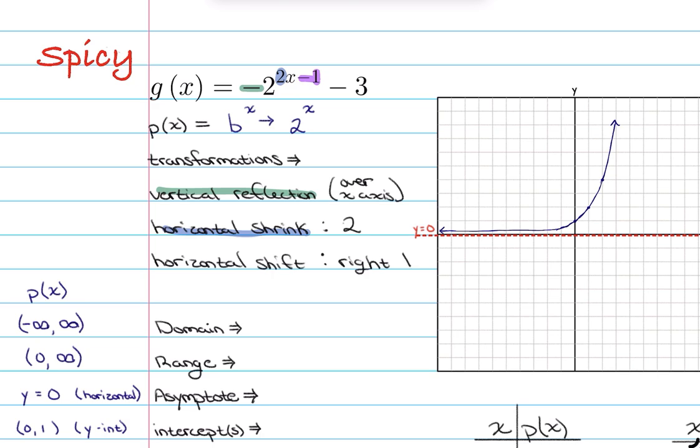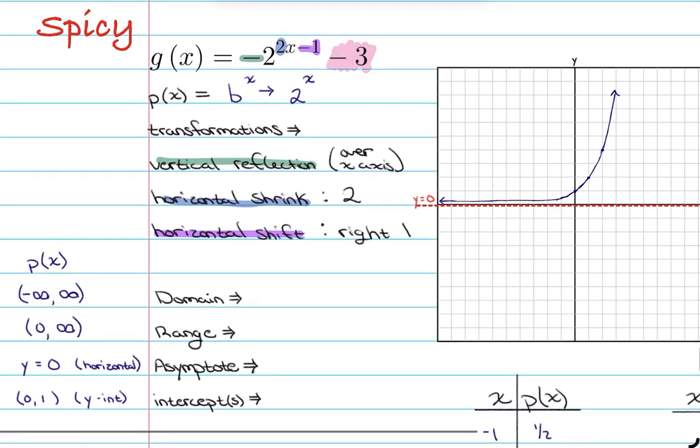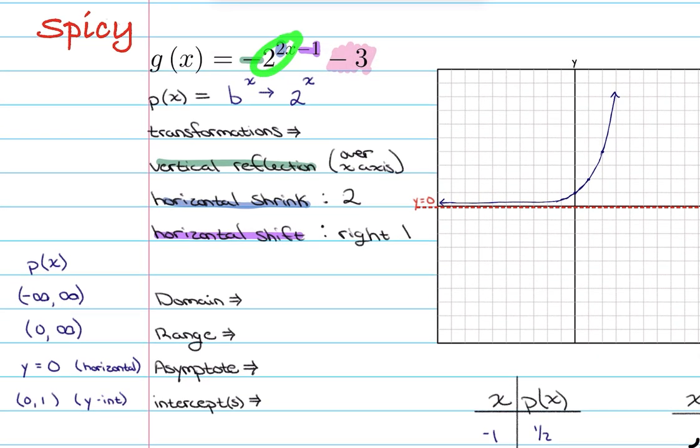And then last but not least, we are going to mention this -3. That's just the order that I'm seeing things in. The -3 is acting upon the entire exponential portion. So we know that that means it is going to be vertical. It is a shift because we are adding or subtracting. Your y's never lie. So that means we are going to move down 3 units. Okay.